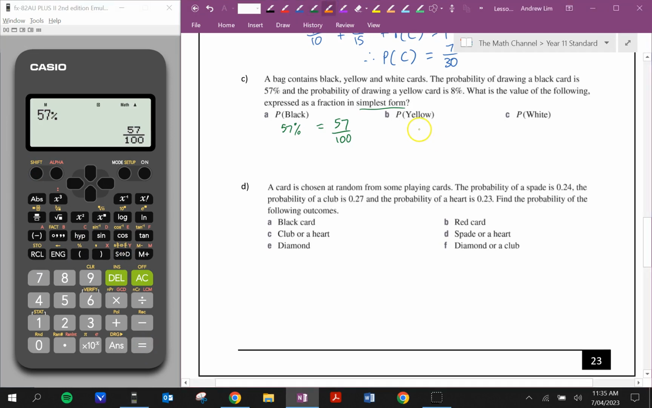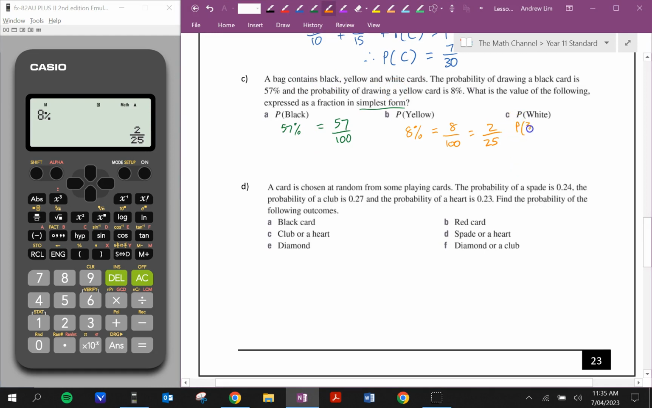For yellow, we've got 8%. So I know that's 8 over 100. I can see they're both divisible by 4 to give me 2 over 25. Again, if you're not sure, just use your calculator. 8% equals, press the S to D button, 2 over 25. And the probability of white. Now, because there's only black, yellow, and white, we know that all three will add to 1, right?